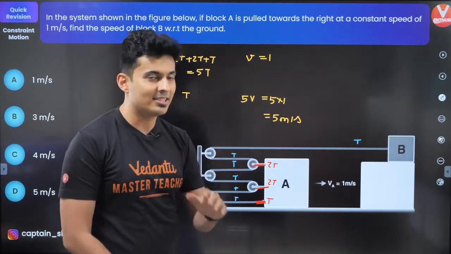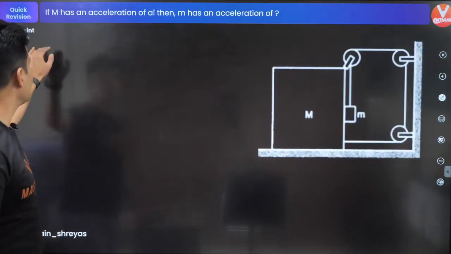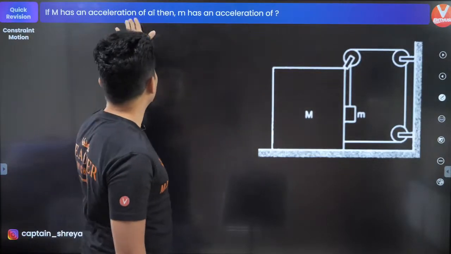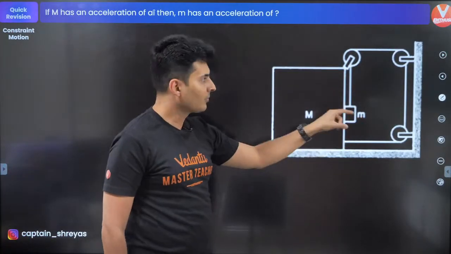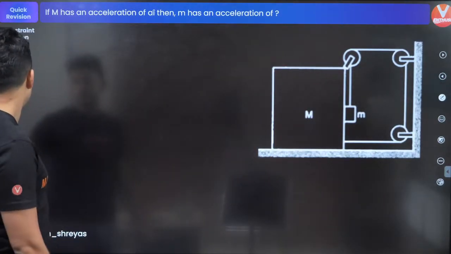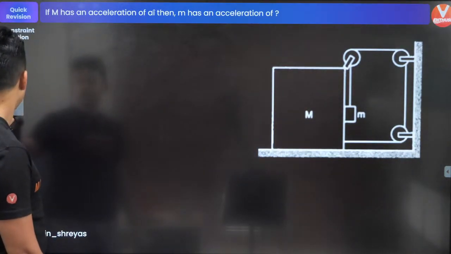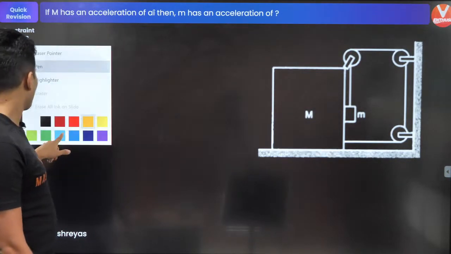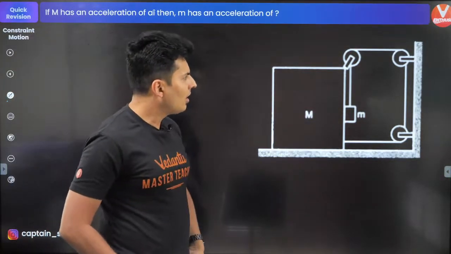Rod and wedge constraints are also coming. Moving on to the next question. If mass capital M has an acceleration of a i cap, then what's the acceleration of small m? Interesting question. Okay, let's try and do this first. Okay, there we go. Now, how do we do it?